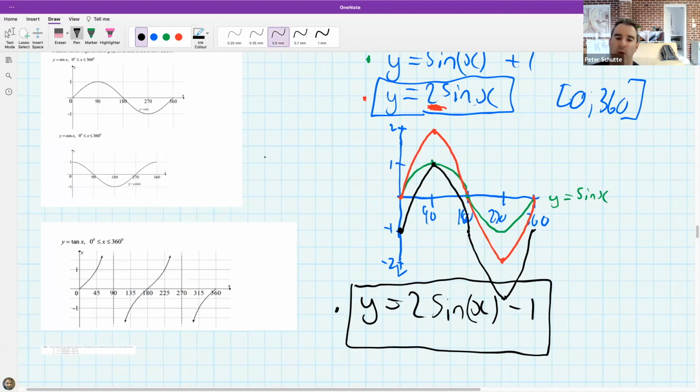Let me ask one more question about the black one here. What is the range of this black graph here? And then I think we might begin to finish off for tonight. So I made a new type of graph. I transformed it in 2 ways. I stretched it vertically and I shifted it down. What is the range going to be of this graph?